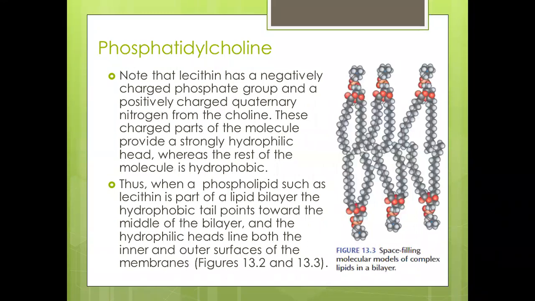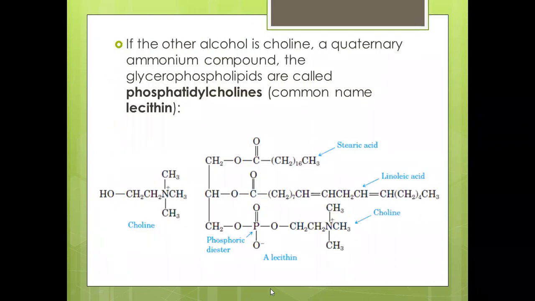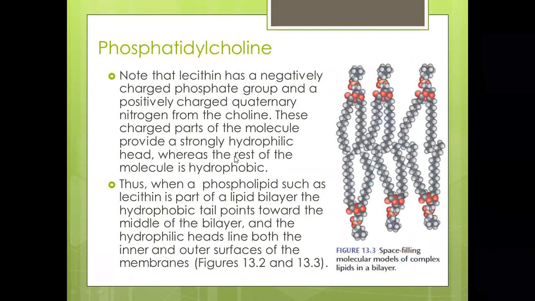Okay, so you can note that lecithin has a negatively charged phosphate group. The negative charge is on one of the oxygens of the phosphate, the singly bonded oxygen, and it is neutralized by the other part of the molecule, which is positively charged. Note that lecithin has a negatively charged phosphate group and a positively charged quaternary nitrogen from choline. These charged parts provide a strongly hydrophilic head, whereas the rest of the molecule is hydrophobic. I have already mentioned that.